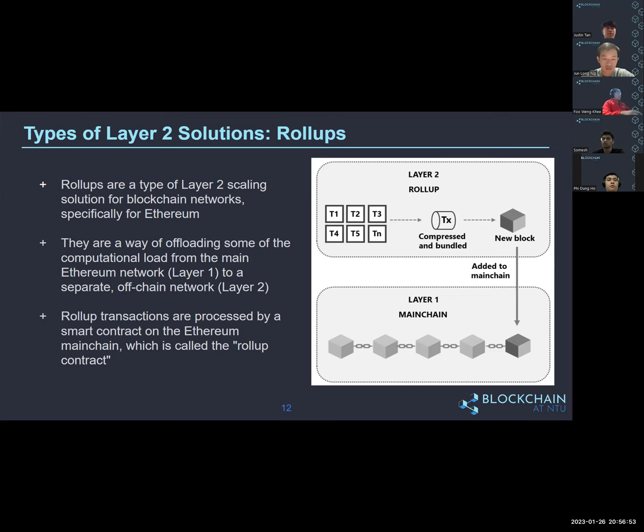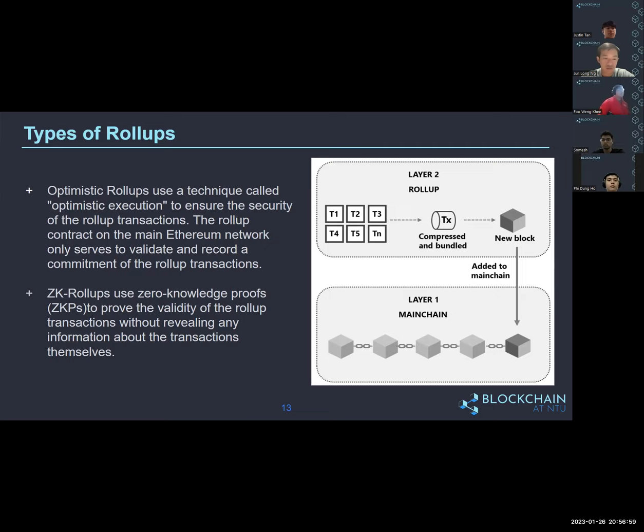There are two main types of rollups: optimistic rollups and ZK rollups. Both types offer a way to scale the Ethereum network by reducing the number of transactions. Optimistic rollups use a technique called optimistic execution that ensures the security of the rollup transaction. In optimistic rollups, the transactions are processed off-chain, and the state of the rollup is stored off-chain.